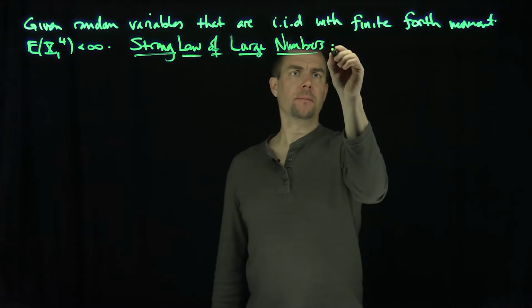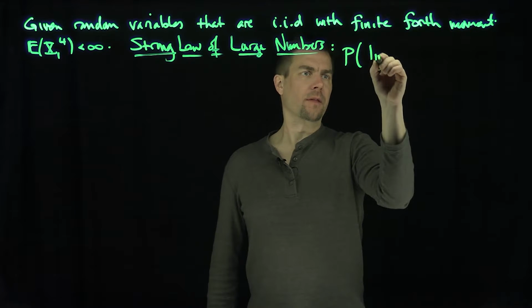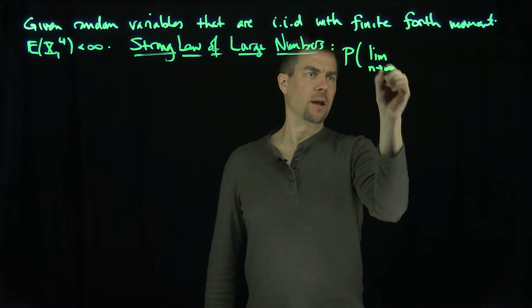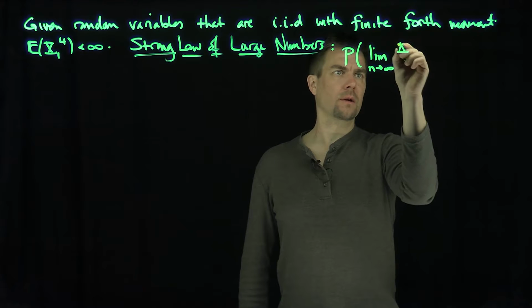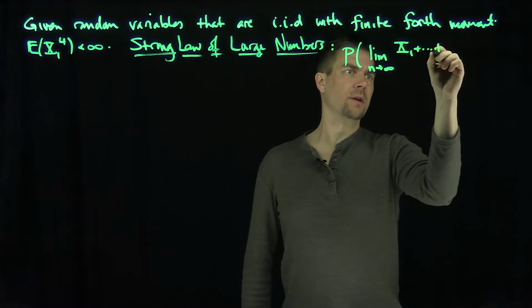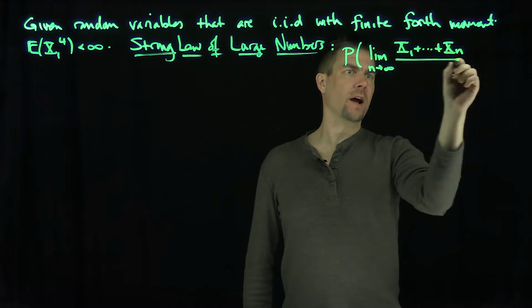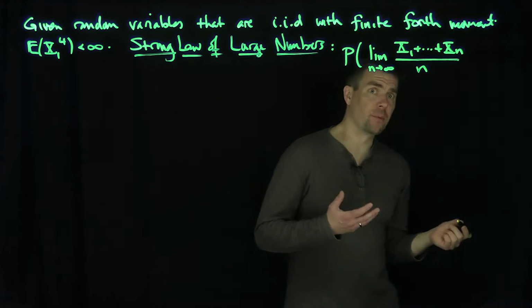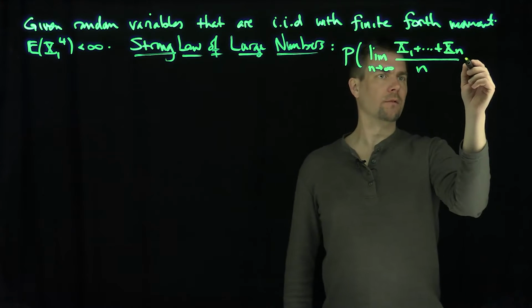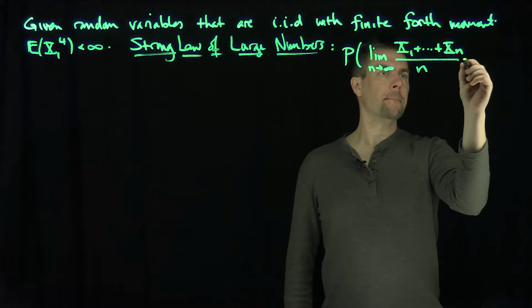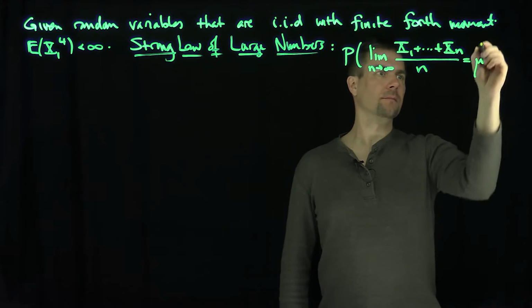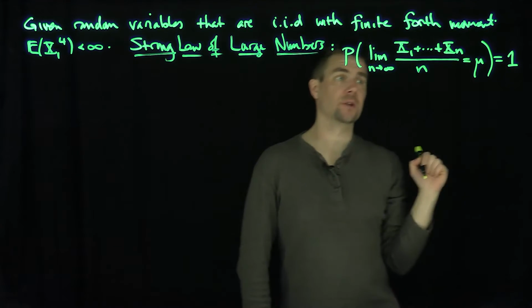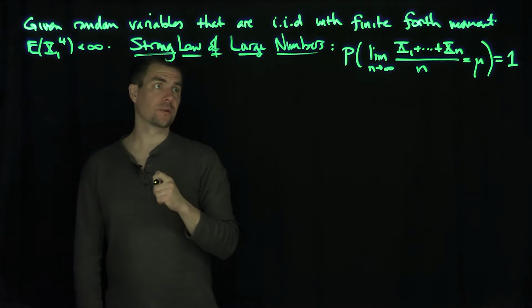asserts that the probability that the limit as n goes to infinity of (X1 plus all the way down to Xn) over n, that's the sample mean, converges to mu. This happens with probability 1. Okay, that's what the strong law of large numbers says.